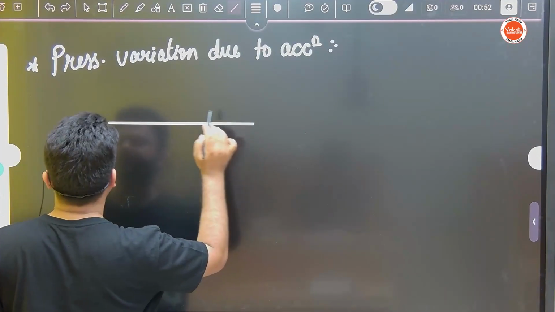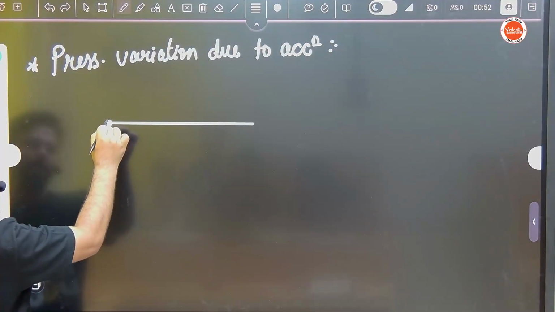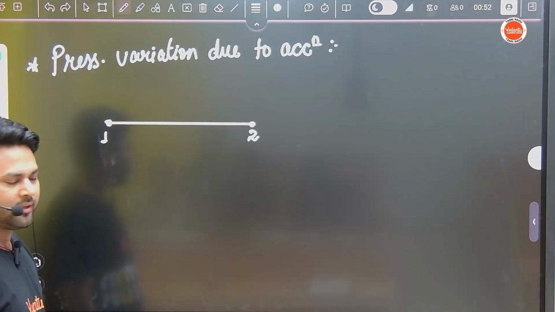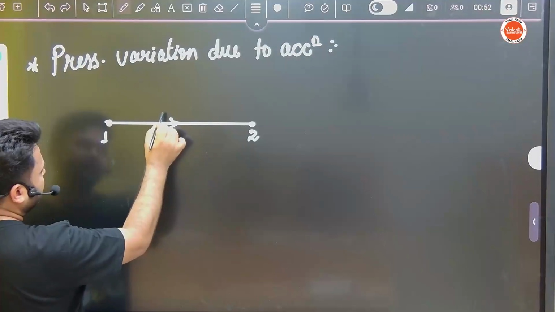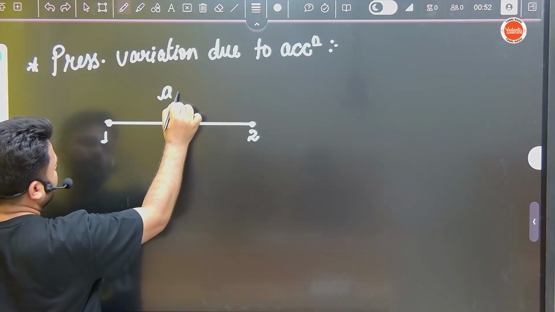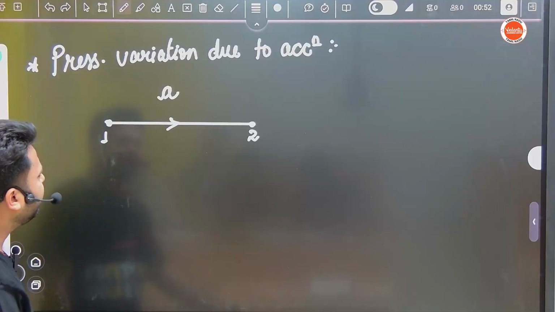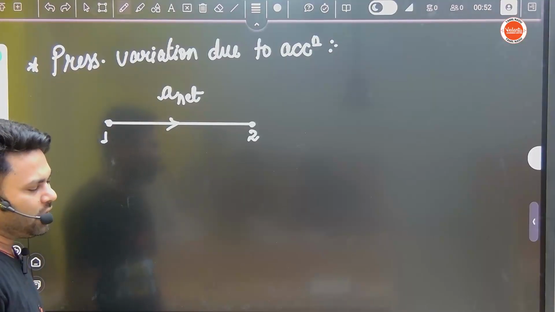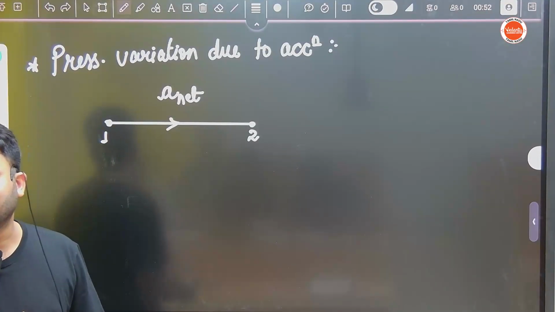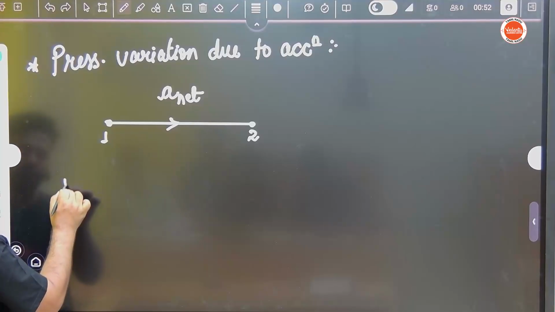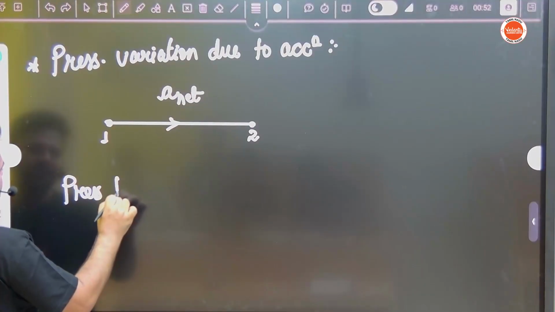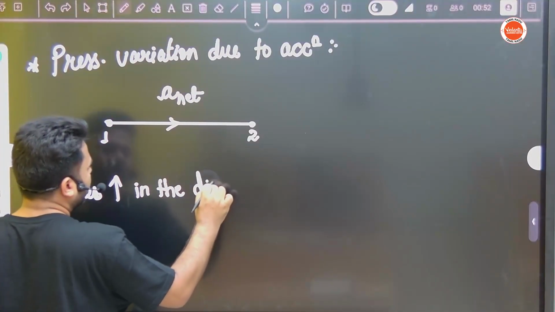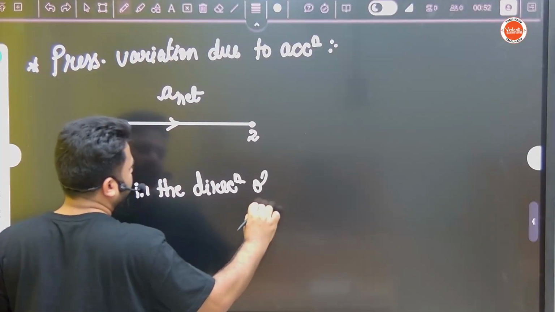Suppose we have 2 points. This is point number 1 and this is point number 2. And this is the direction of acceleration. Suppose in this direction there is acceleration A. Net acceleration, I am writing A net, is in this direction. Always remember, pressure increases in the direction of acceleration.